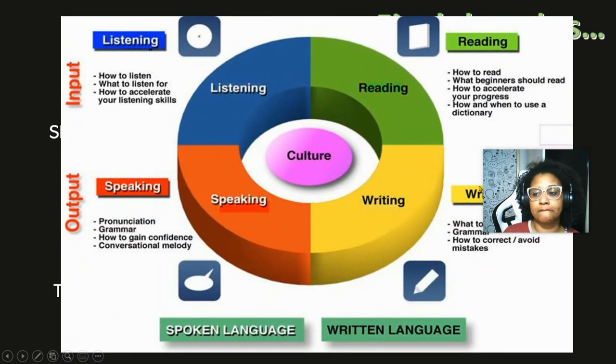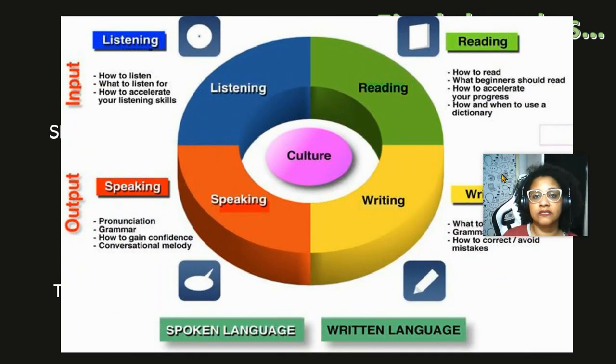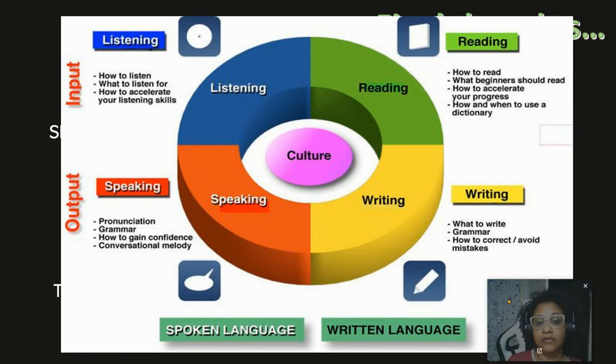And recent research has put culture as a fifth skill. So we work on listening, reading, writing, and speaking throughout culture.